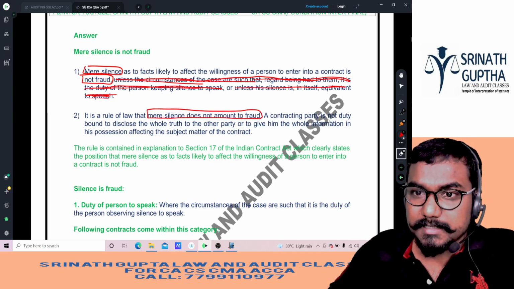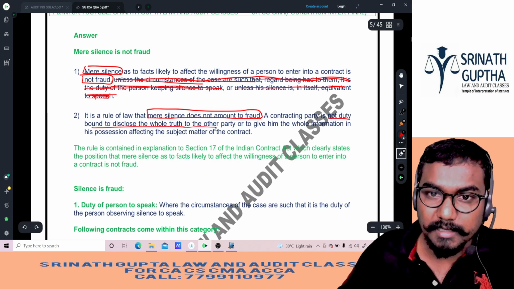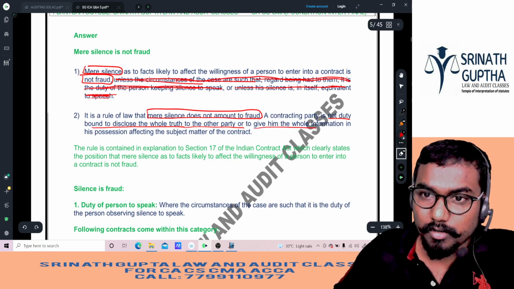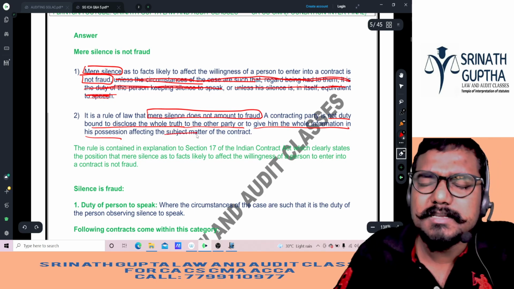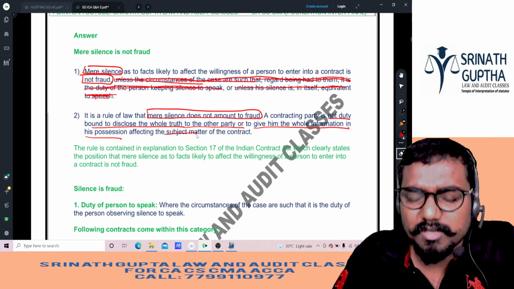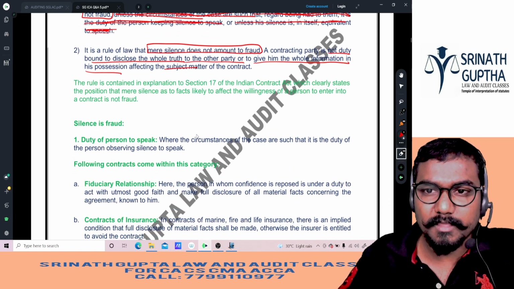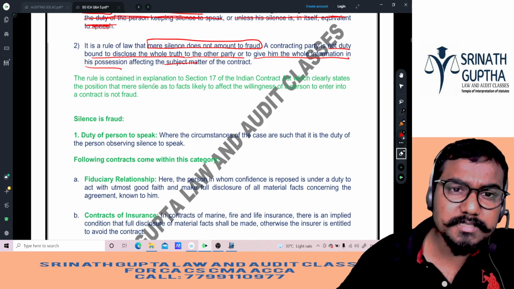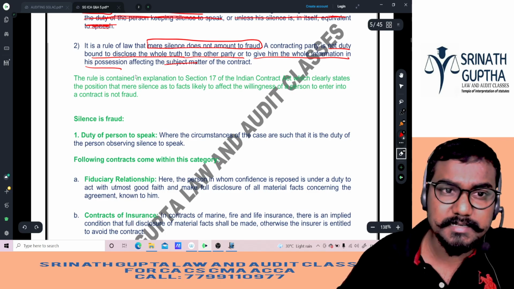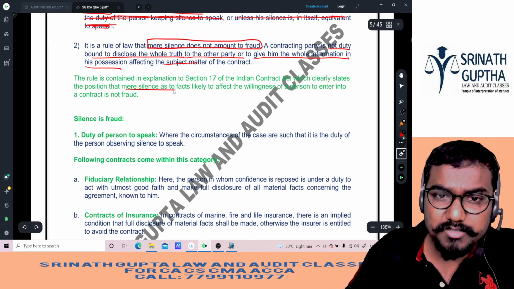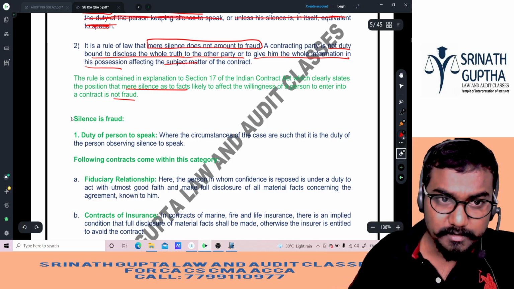A contracting party is not duty bound to disclose the whole truth to the other party or give him the whole information in his possession affecting the subject matter of the contract. That means the party to a contract need not disclose all the facts. Silence will not amount to fraud. But exceptions are there, beta. What are they? This rule is contained in the explanation to section 17 of the Indian Contract Act, which clearly states that mere silence as to facts likely to affect the willingness of a person to enter into a contract is not a fraud. But exceptions.